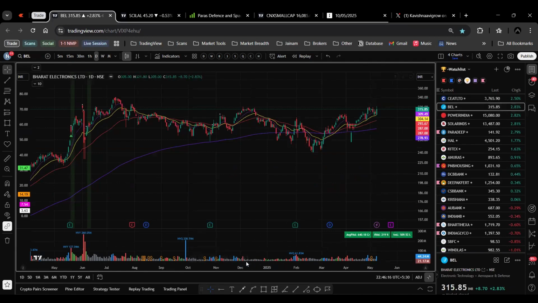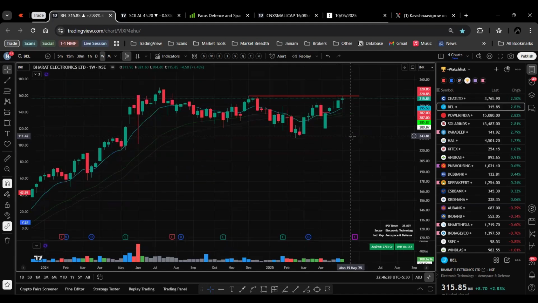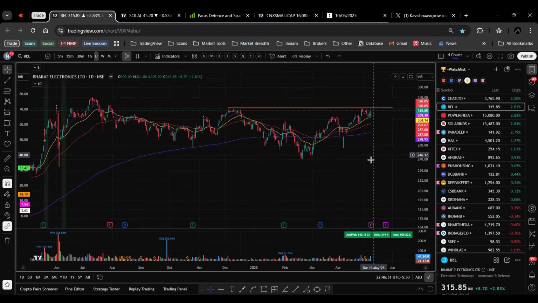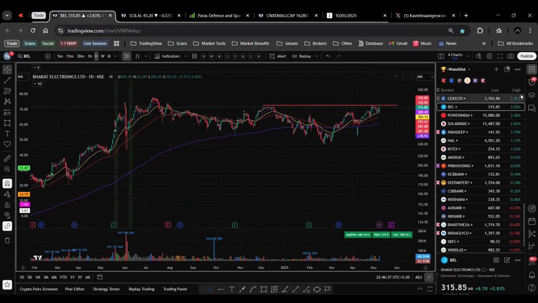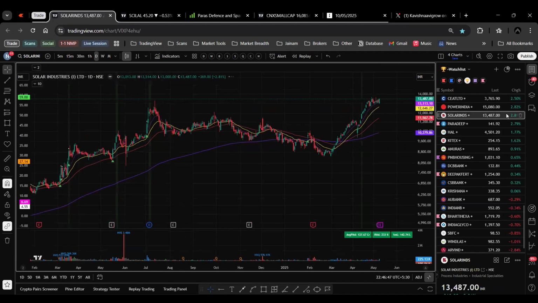BEL, again, many of us would trade it right here because we feel that this is a cup and handle and everything, but there's no power towards the right. There's no volume buildup. Plus, it's an FNO name. So I would just remove it from the watch list, even though it comes from a good sector, but I'm not interested. Power India and Solar India are very high price stocks. I'm not interested in them.